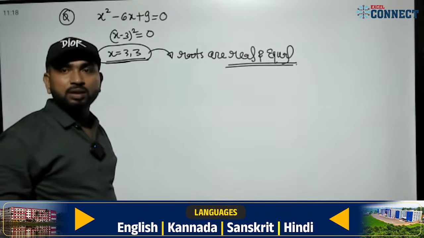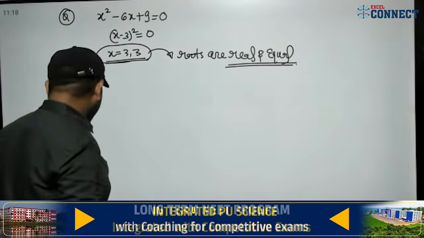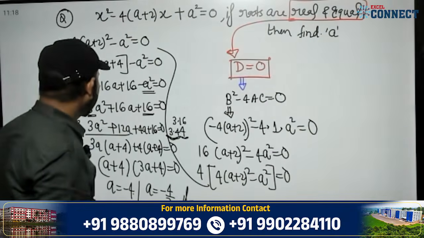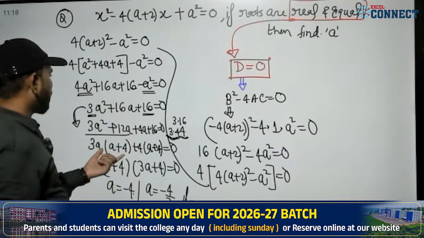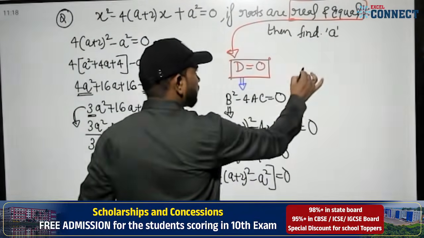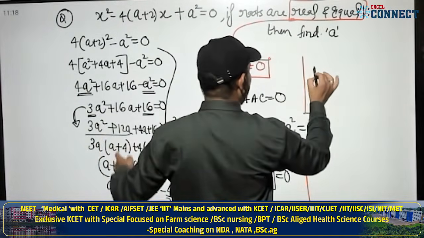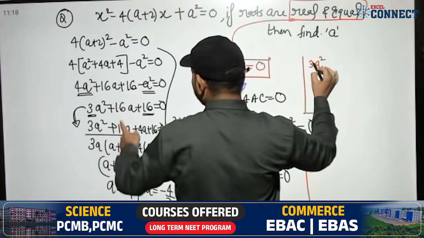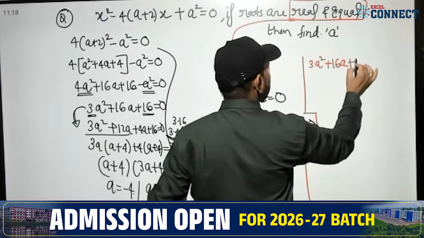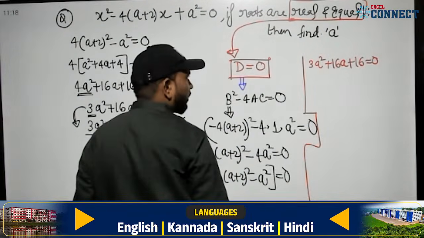Sir, please solve by the Dharmastala method. Yes, we can also solve by the Dharmastala method, no issue. Factorization is also possible, Dharmastala we can also apply. If you apply Dharmastala, then I will write here. Our question is this. Some student is asking for the Dharmastala method. This is our question, 3a square plus 16a plus 16 is equal to 0. If you are not able to factorize, then you can apply Dharmastala.